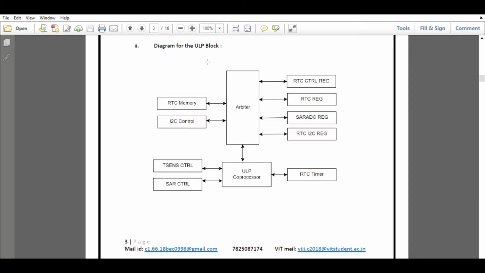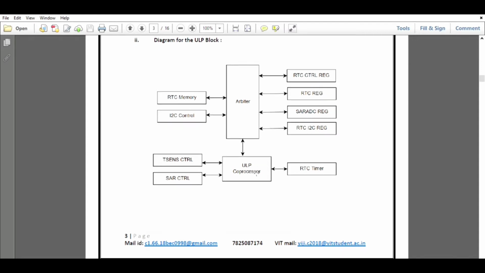ULP is the internal block diagram of the ESP32, and this has orbital memory that is connected with I2C control and RTC memory, and registers are also connected there, that are all RTC control registers and RTC registers, SARC ADC register and RTC I2C registers. The ULP coprocessor is connected with orbital memory, and T-sense control, SAR control and RTC timer are connected with the ULP coprocessor.